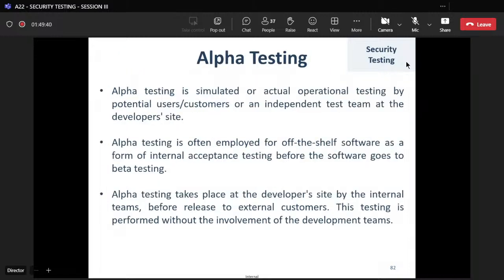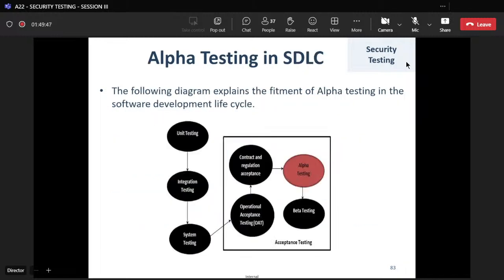Then alpha testing, we already discussed. Developer side, the tests that will be done by the internal team. And alpha testing in the software development lifecycle: you'll be having the unit testing, integration testing, system testing. After that, you'll be having the alpha testing.